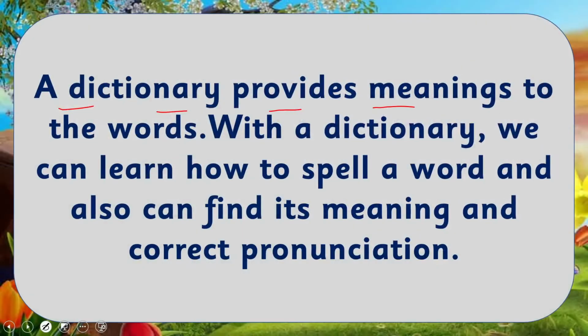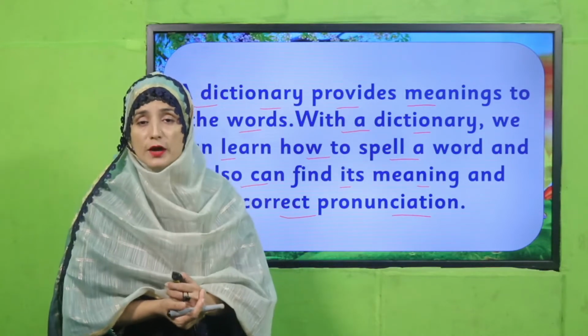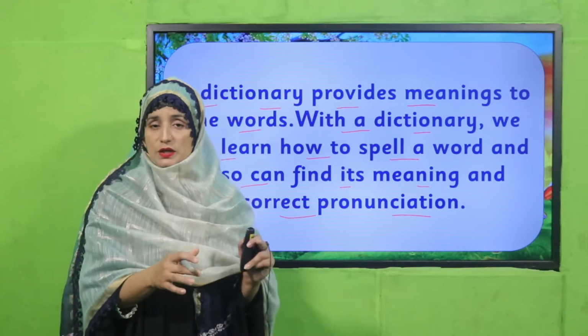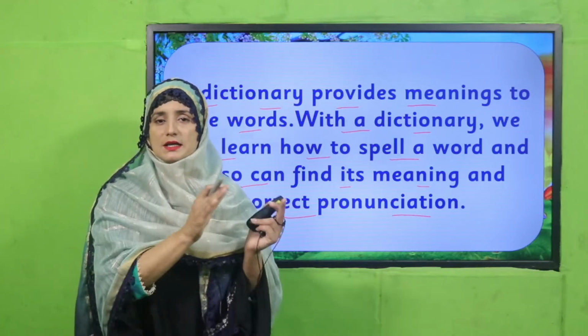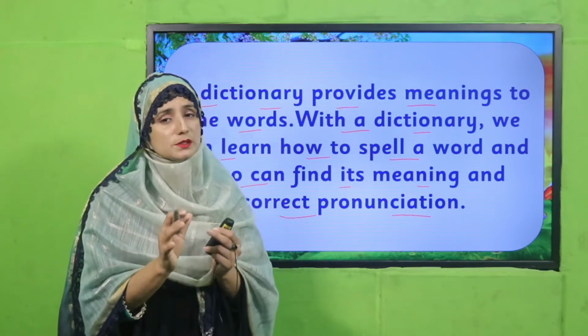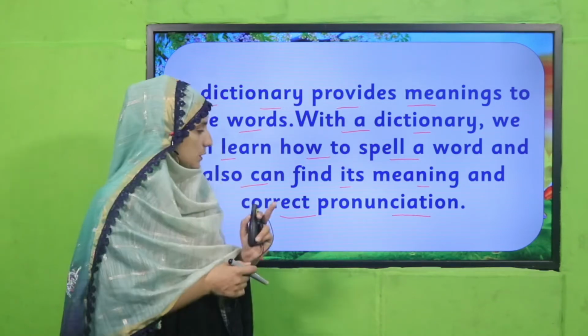A dictionary provides meanings to the words. With a dictionary, we can learn how to spell a word and also find its meaning and correct pronunciation. So yes, my dear students, this is the benefit of a dictionary. While using a dictionary, we can find any type of word that we are facing. We can get its meaning, we can get its syllable division, that is, in how many parts this word is divided, and also the correct pronunciation, that is, how we have to pronounce this word. This is the benefit of a dictionary.